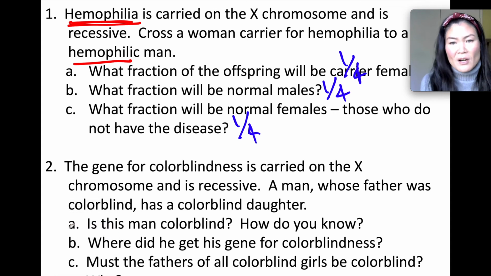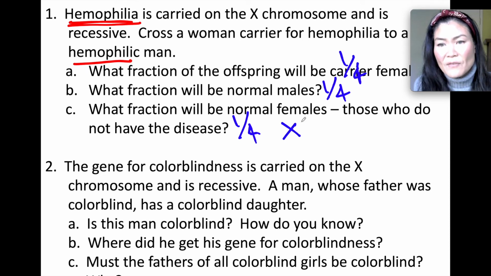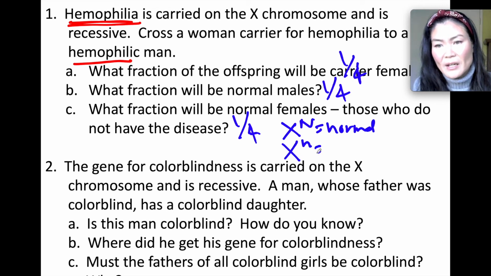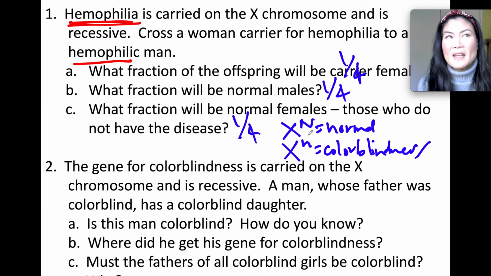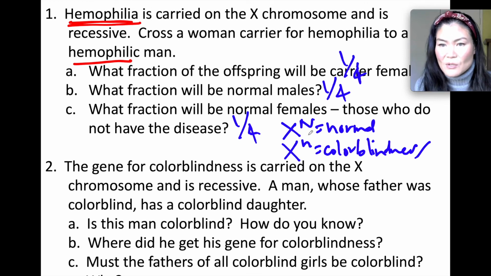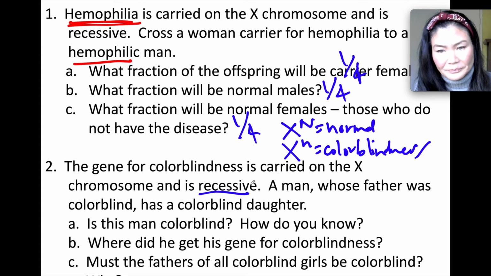Okay, the gene for color blindness is carried on the X chromosome and is recessive. So I'm going to write this like this. The gene for normal color vision is going to be X big N. It's normal. And then color blindness is X little n, color blindness. The reason why I keep on choosing N is because N is dominant, it's normal. So normal is dominant. Little n is going to be the genetic disorder or genetic condition that's recessive, okay?